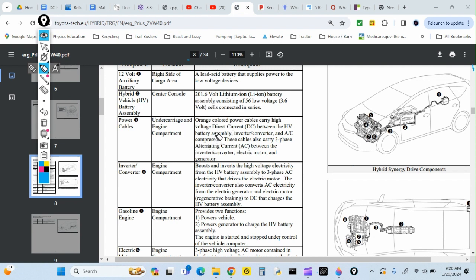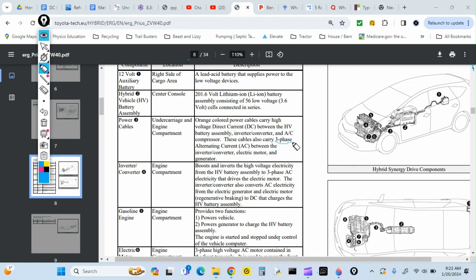Now let's see, undercarriage and engine compartment. Oh, let's see. Orange colored power cables carry high voltage direct current between the high voltage battery assembly, inverter converter, and AC compressor. I wonder if that means that the AC compressor is a DC. That's not alternating current, that's air conditioning compressor. So that must be a DC motor. For some reason that was chosen there. These cables also carry three-phase alternating current between the inverter converter, electric motor, and generator. So the generator and the electric motor, which helps drive the car along and assists the gasoline engine, those all have three phase.